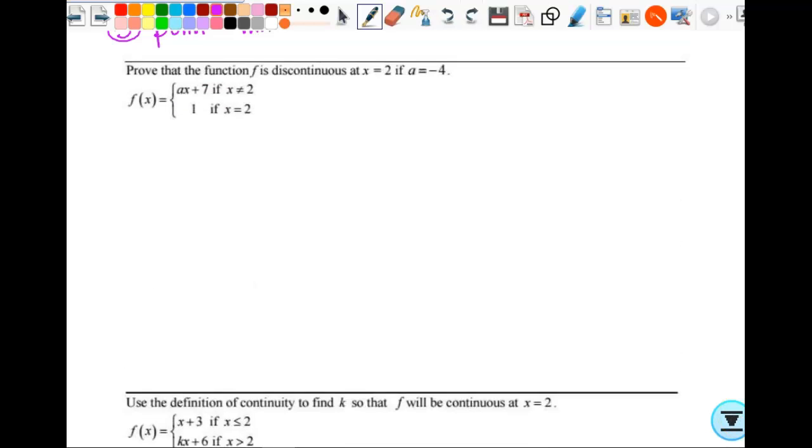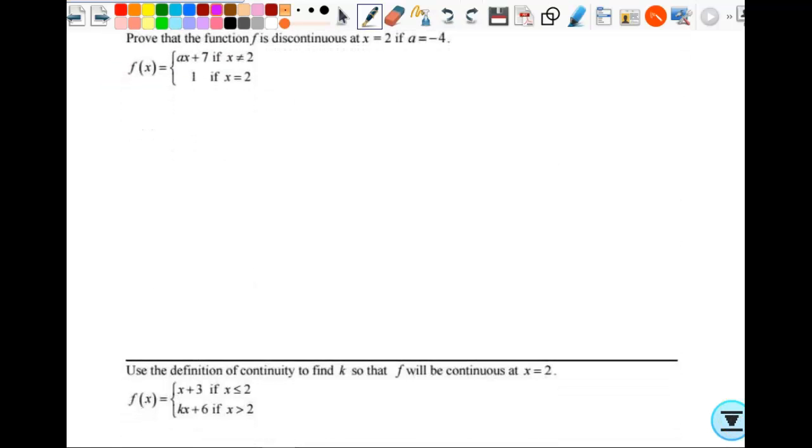Okay. So here's what we're going to do. Remember, when we're doing piecewise, we use where it changes, and this is where it changes. So we can find f of 2. What's f of 2? 1. Okay? So there's the point. Now we need to find the limit as x approaches 2 from the left of f of x, and then the limit as x approaches 2 from the right of f of x.